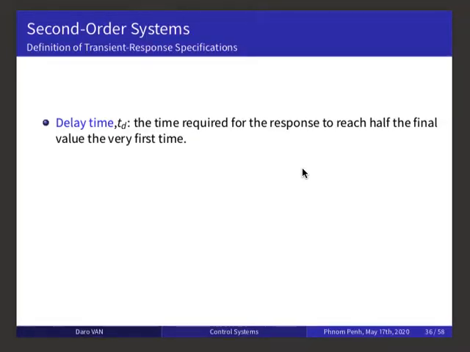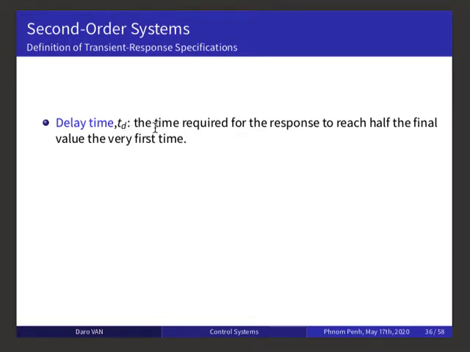So first is the delay time or time delay. It's the time for the response to reach half of the final value the very first time. Some people think differently. For example, if you inject the system with a step response, it won't rise immediately, right? At some time in the future, it will start to respond. That can also be considered as the delay in the signal. But let's just stick to the definition.